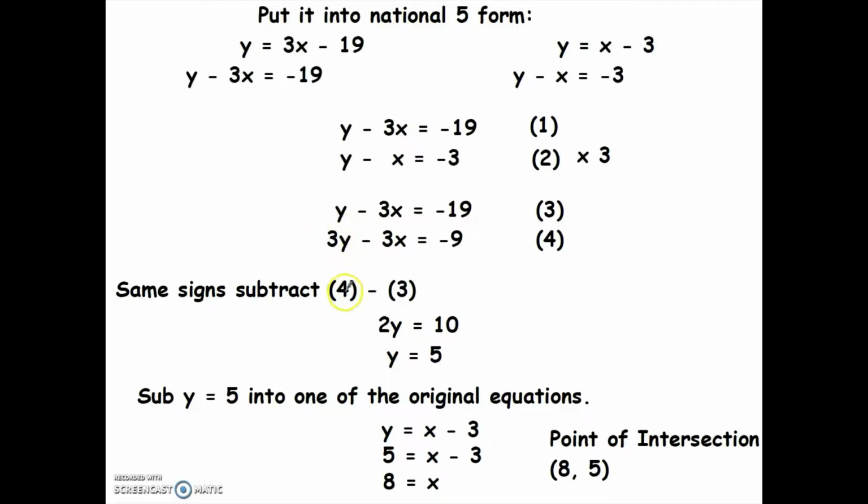So instead, I'm going to just do 4 take away 3. The order in which you do the subtraction doesn't matter, but I always tend to try and do it so that my y value is positive. So if I do that, 3y subtract y is 2y.